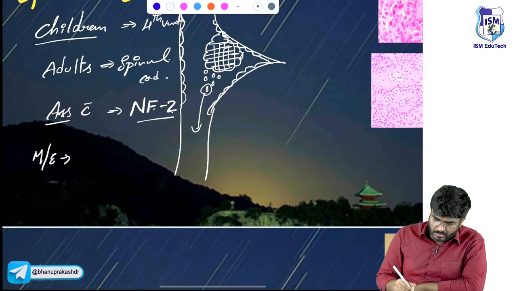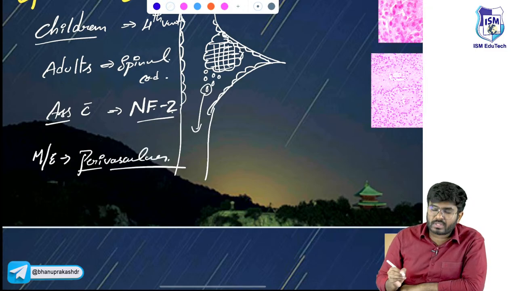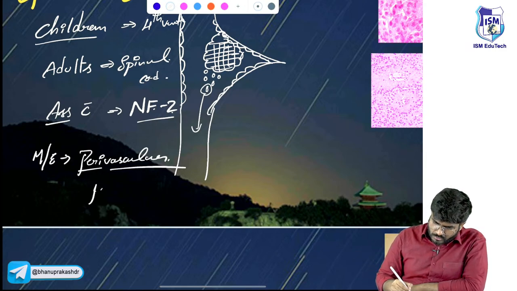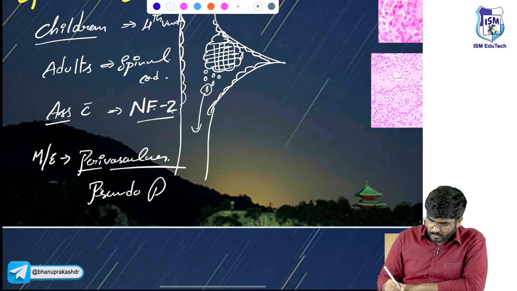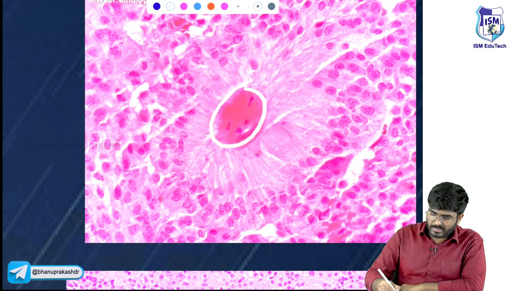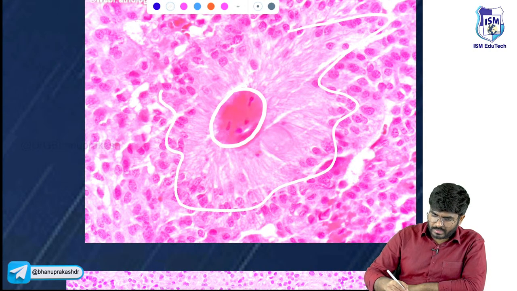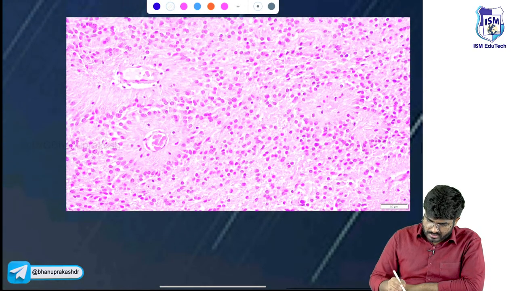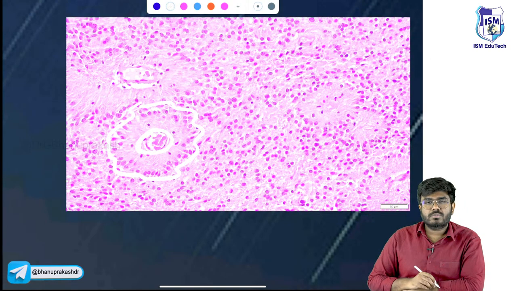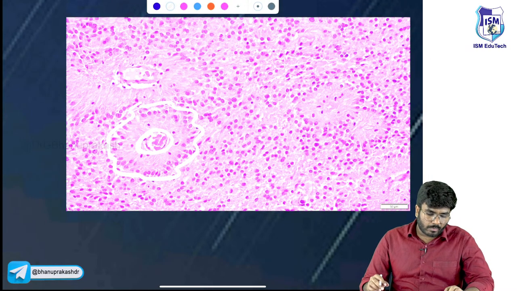So, how is it going to look under microscopy? On microscopic examination, you're going to see perivascular pseudorosettes. Perivascular means around the blood vessel. In the tumor, there are blood vessels, and around the blood vessels are perivascular pseudorosettes. Let me show you. See here, in the center, a blood vessel, perivascular pseudorosettes. Now it's looking like a flower, right? Here is a blood vessel, and the tumor cells are coming and sitting around it. It's like a flower. So, perivascular pseudorosettes are seen in ependymoma.